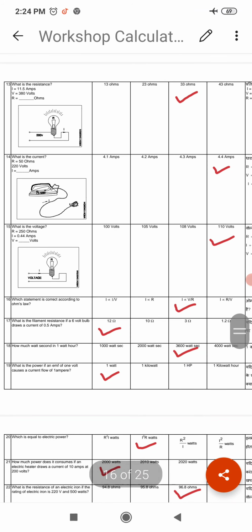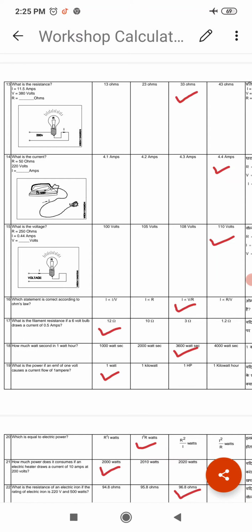See the picture. What is the resistance? I is 11.5 amperes, V is 380 volts. Answer is 33 ohms. What is the current? R is equal to 50 ohms, V is 220 volts. Answer is 4.4 amperes. Another figure in the question, what is the voltage? R is equal to 250, I is equal to 0.44 amperes. The answer is 110 volts.